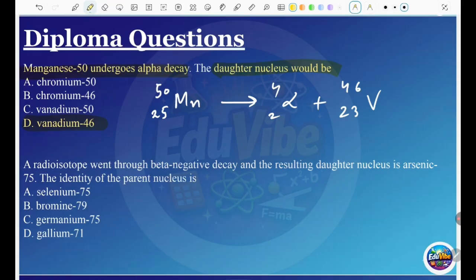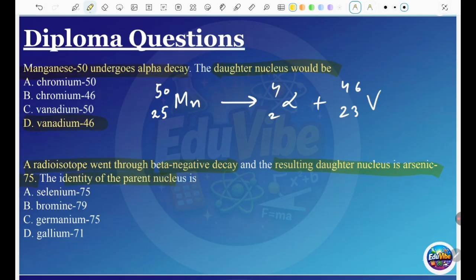You get this type of question, in the multiple-choice format. You will get one of these questions for sure in your diploma examination. So this is a very important question, not in the written part, but in this type. The next one: a radioisotope went through a beta negative decay and resulted in the daughter nucleus arsenic-75. What is the identity of the parent nucleus?